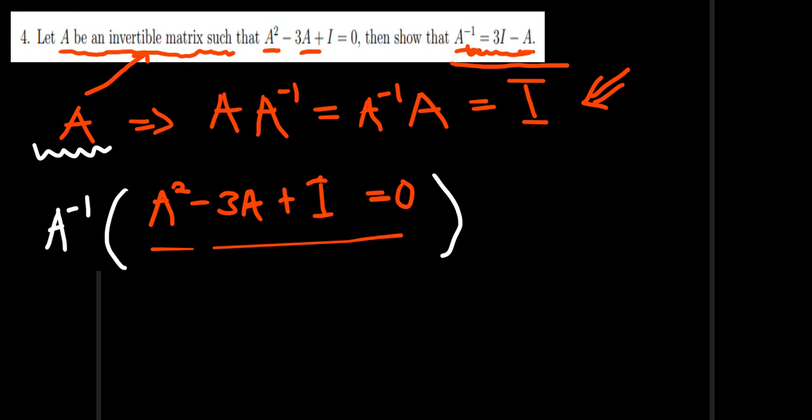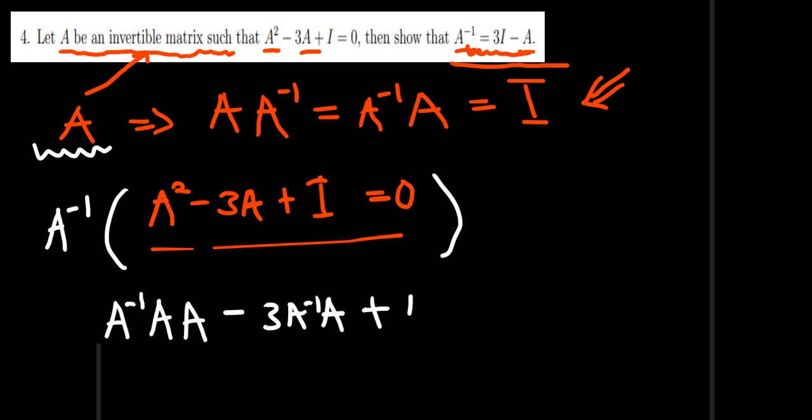So A inverse multiplied by A squared, we are going to get A inverse and then A squared, and then that A squared we can write as A multiplied by A. Then minus 3 and then A inverse and then A, and then plus A inverse multiplied by the I is equal to, so this inverse multiplied by the 0 is just 0.